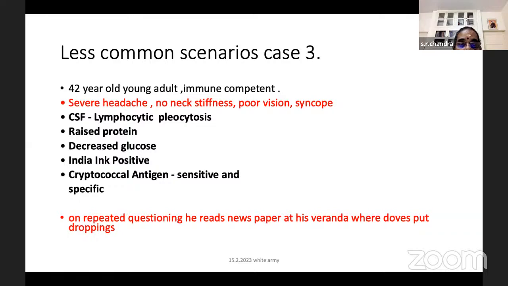And in this patient, cryptococcal meningitis was not initially thought of. When we did not get anything, we repeated the lumbar puncture, and we found it. Then the patient told us that every day he reads the newspaper for 1 hour in the veranda, sitting among the dove's droppings.